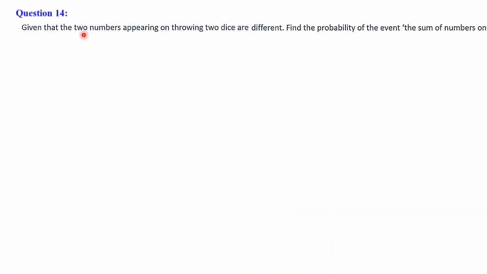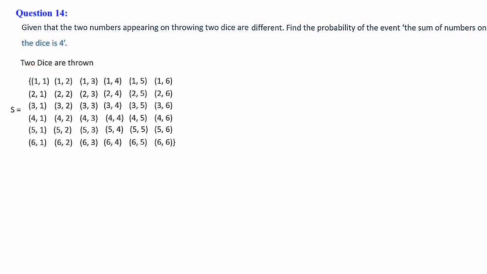Move on to question number 14. The question is, given that the two numbers appearing on throwing two dice are different, find the probability of the event that the sum of the numbers on the dice is 4. The given condition is that the two numbers appearing on the two dice are different. You have to find the probability that the sum of the numbers on the dice is 4.